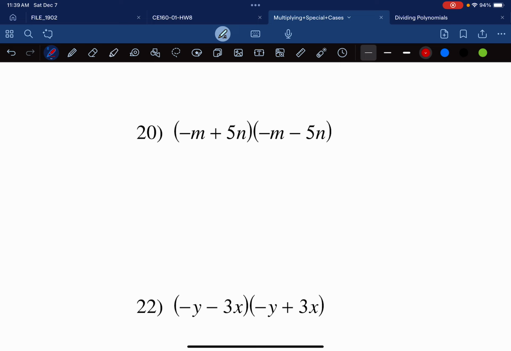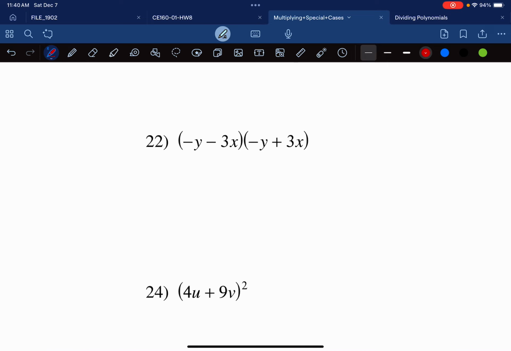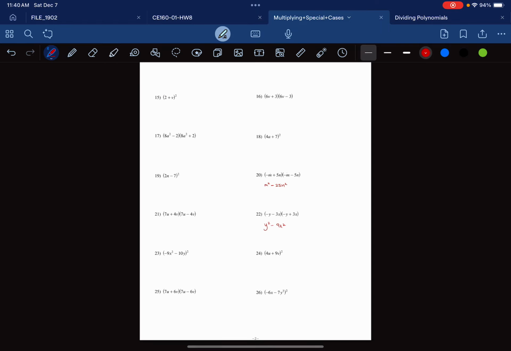So we square the first. Negative m times negative m is going to be positive m squared. Square the second. Keep that negative sign, is 25n squared. Square the first, we get y squared. Keep the negative sign. 3x squared is 9x squared. And there's your answer for that one.